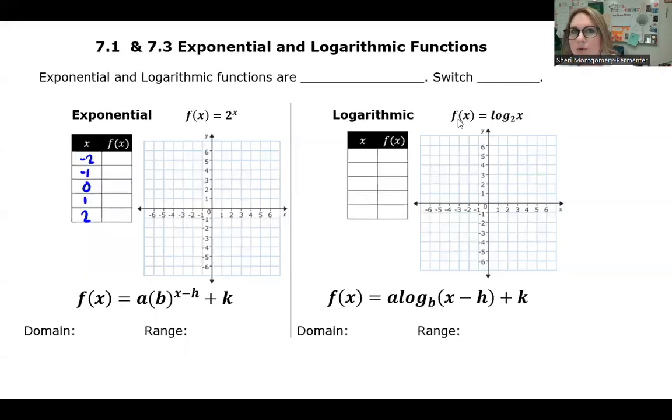Okie dokie. So we've got our exponent chart out. We're going to use that to help us with the notes for today. But the first thing that we're going to look at is the graphs of our new functions for our new unit. Our new unit is exponential and logarithmic functions.